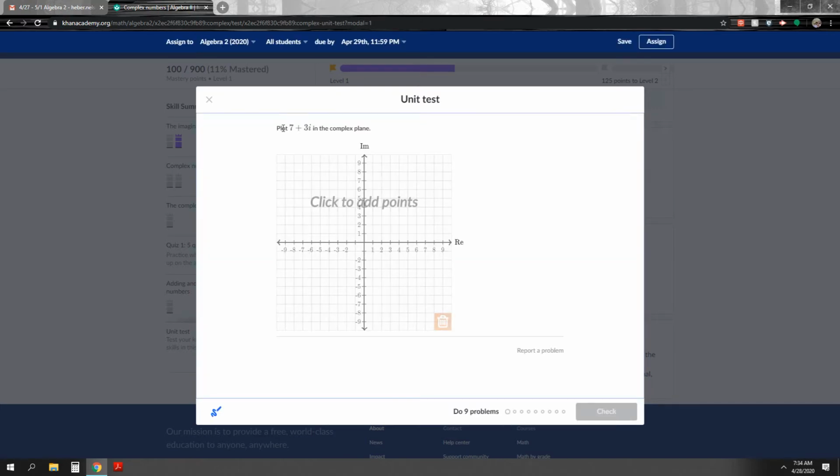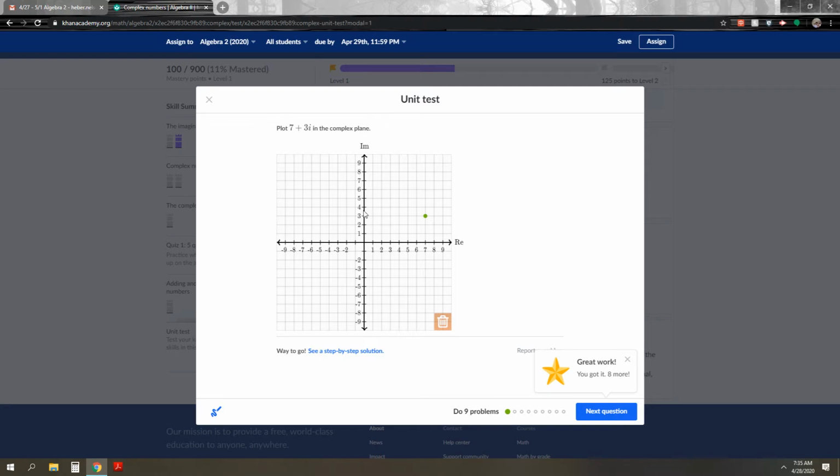Plot 7 plus 3i in the complex plane. Now remember, this is the real number line. This is the imaginary. We're doing 7 plus 3i. This is 7 in real. This is 3i. So that's 7 plus 3i, right? The 7 is the real coordinate. The 3i is the imaginary coordinate. The 7 is the x coordinate. The 3 is the y coordinate.